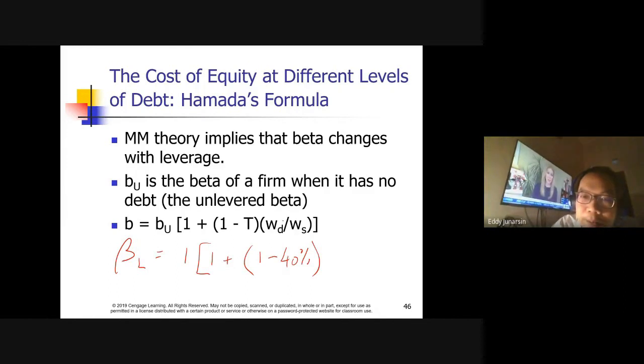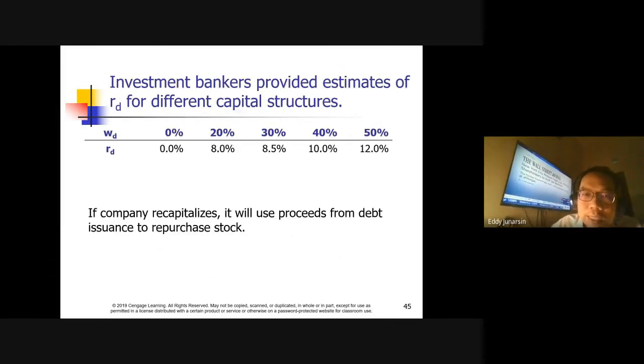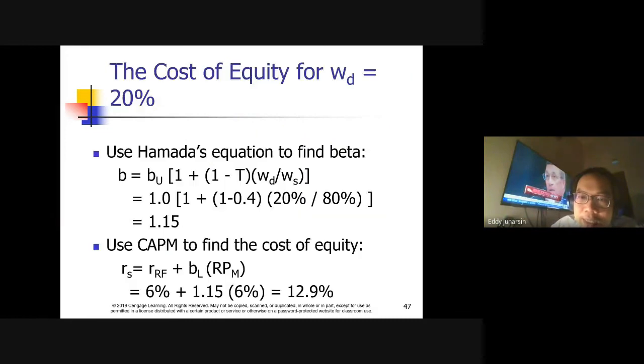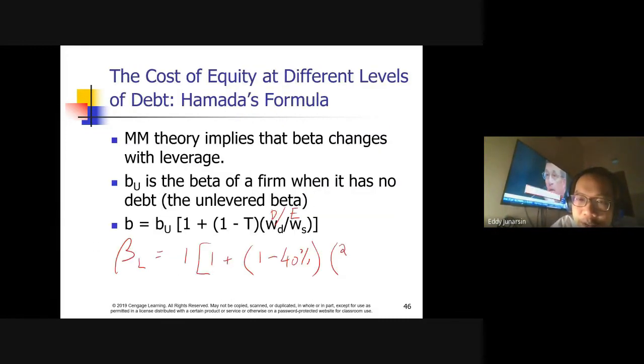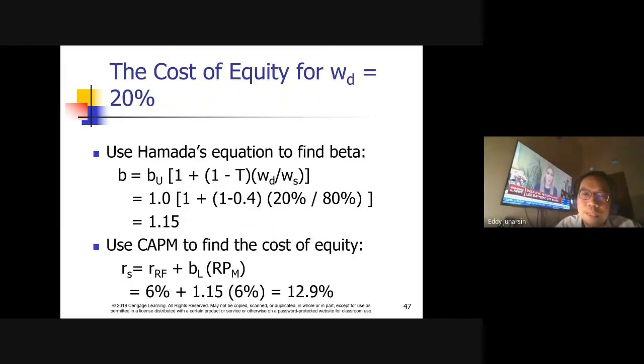Multiplied by the debt to equity ratio. So the second scenario is this one, right? 20% debt. And of course, if the debt is 20%, then the equity is 80. Debt to equity ratio is 20/80. Okay, and then we get the beta, which would be 1.15.